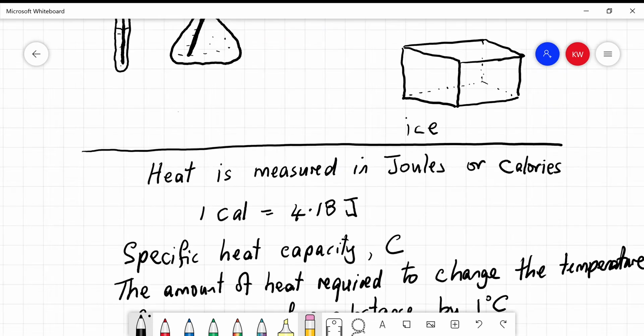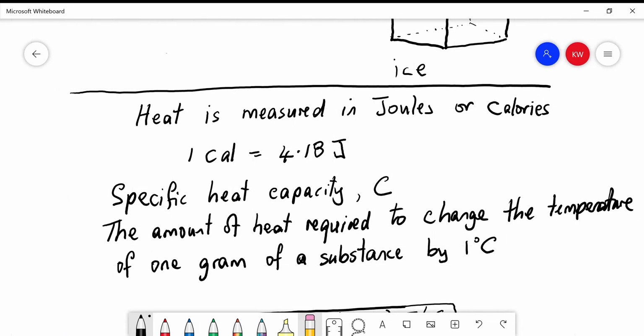Now we're going to see how this is looked at in terms of everyday practicality. First, heat is measured in joules or calories. So 1 calorie is equal to 4.18 joules. There's also the specific heat capacity, and the symbol for that is a large, uppercase C. Specific heat capacity is the amount of heat required to change the temperature of 1 gram of a substance by 1 degree Celsius.